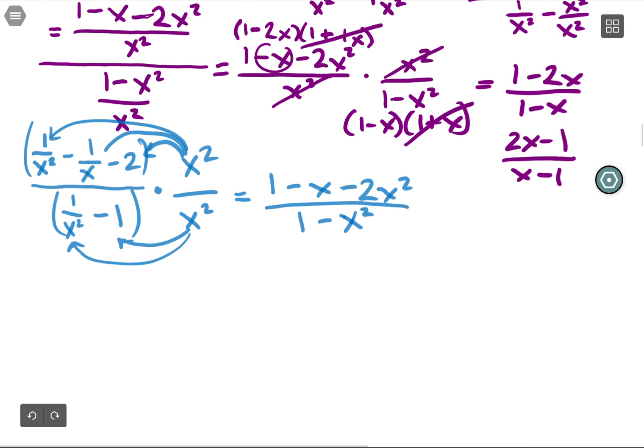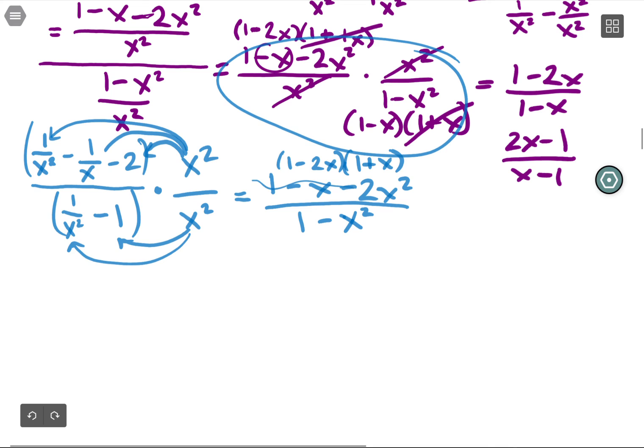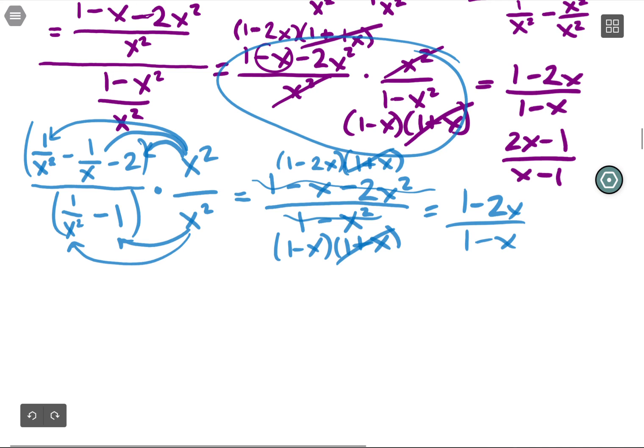And now we're at exactly this same point we were at up above where we can say, okay, that factors. It's a 1 minus 2x times a 1 plus x, divided by 1 minus x, 1 plus x. And the 1 plus x's cancel, and there's our 1 minus 2x over 1 minus x. So again, it's not that you're going to get anything different by doing it a different way. It's just learning a couple of different algebra tricks. So hopefully that gets you going.